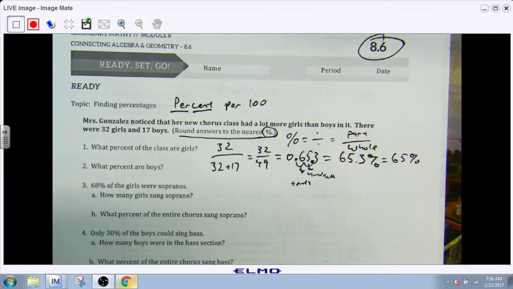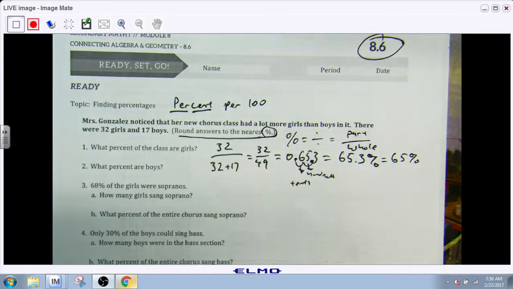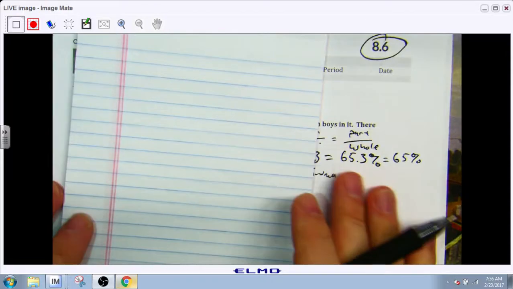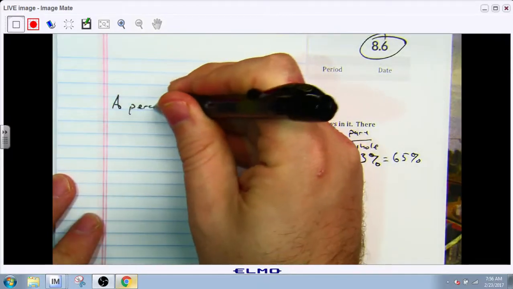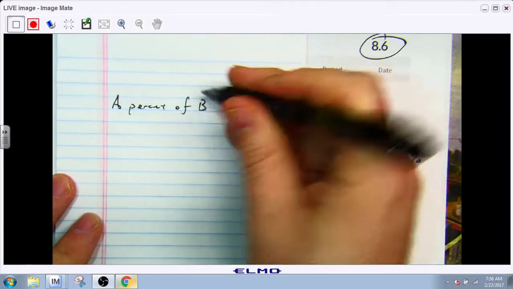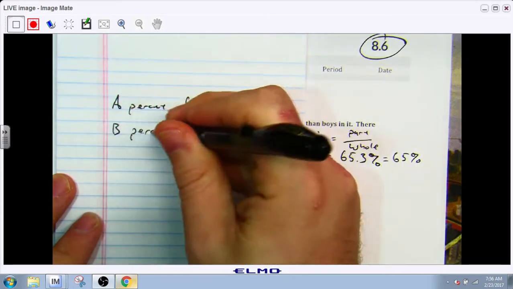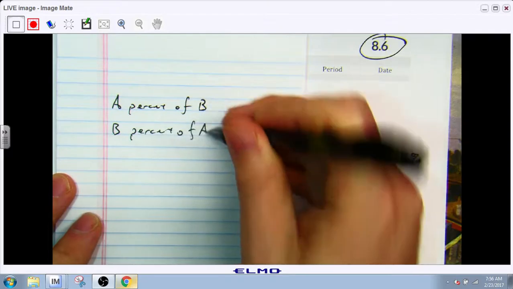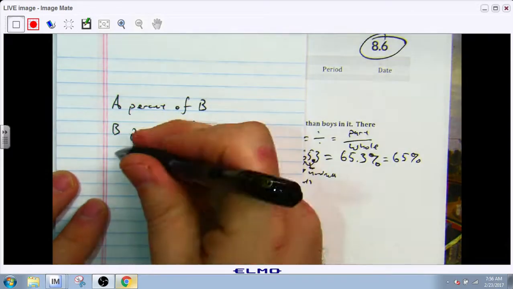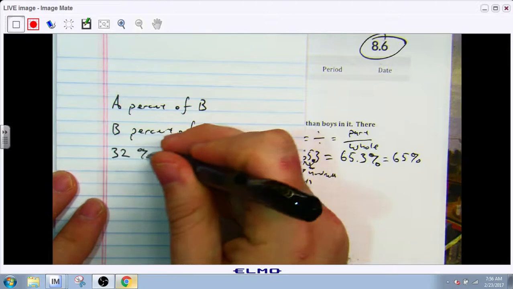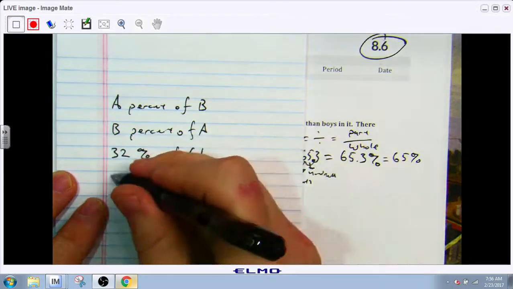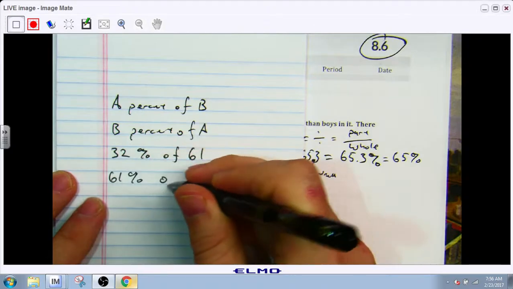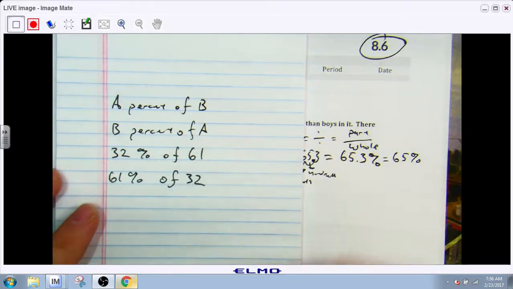And a neat little trick, if you're trying to do this in your head, like 49ths is a hard thing to do in our head, but a neat little trick is that A percent of B is the same as B percent of A. So for example, if I wanted to figure out what 32% of 61 is, that's the same thing as 61% of 32. You might be thinking, Victor, that's crazy talk.